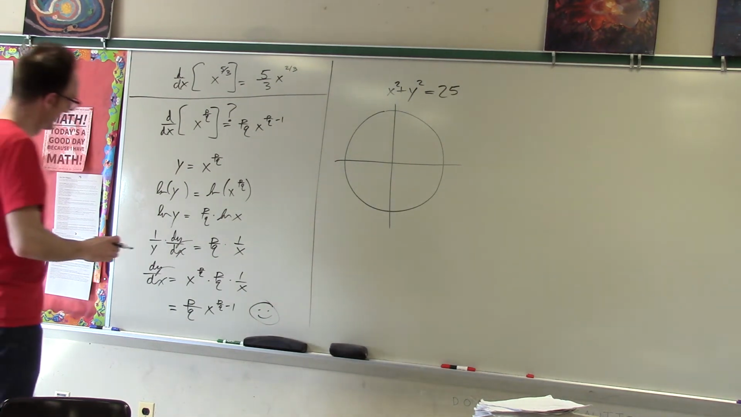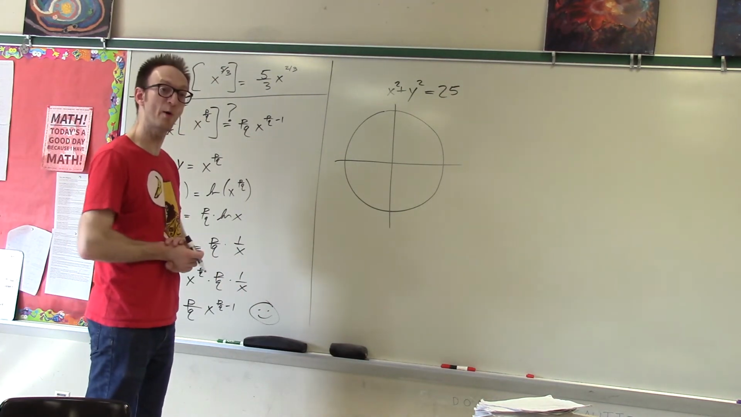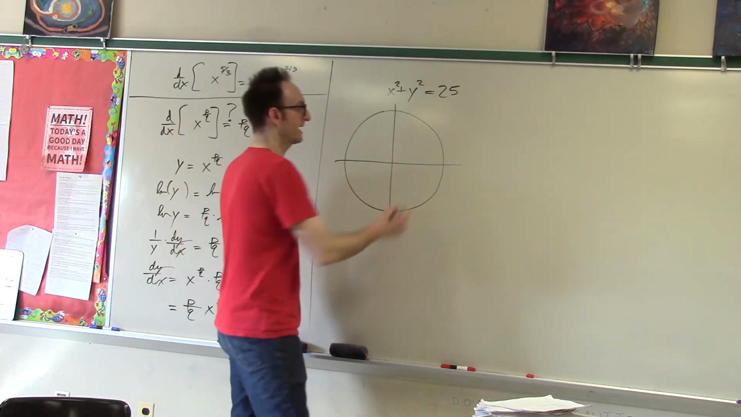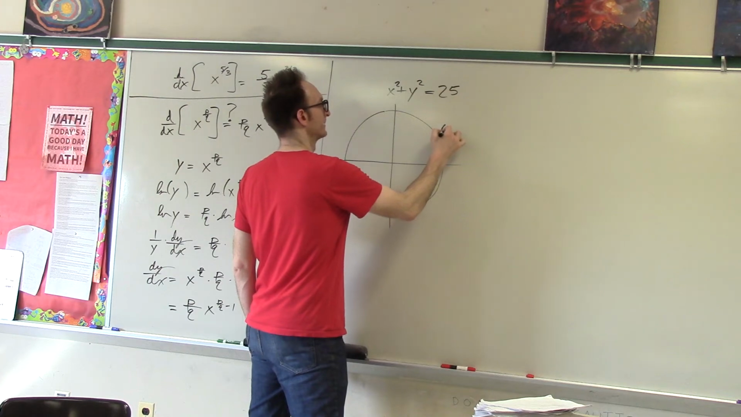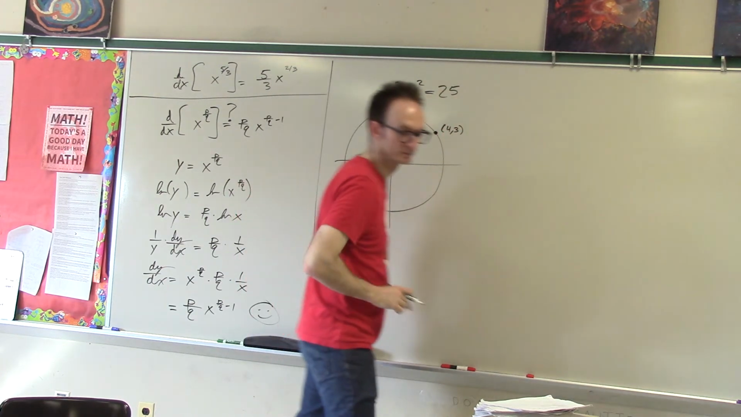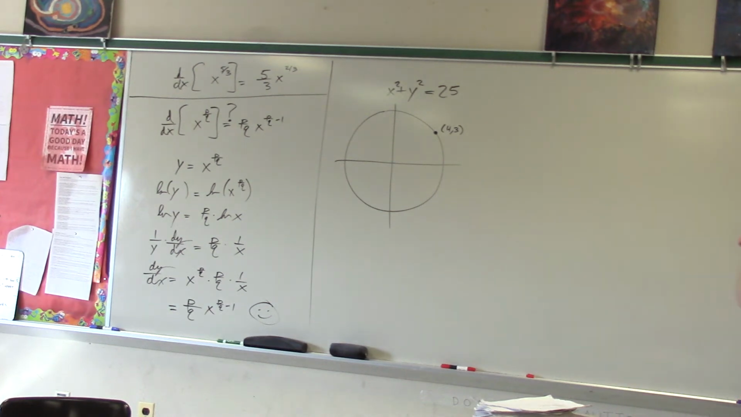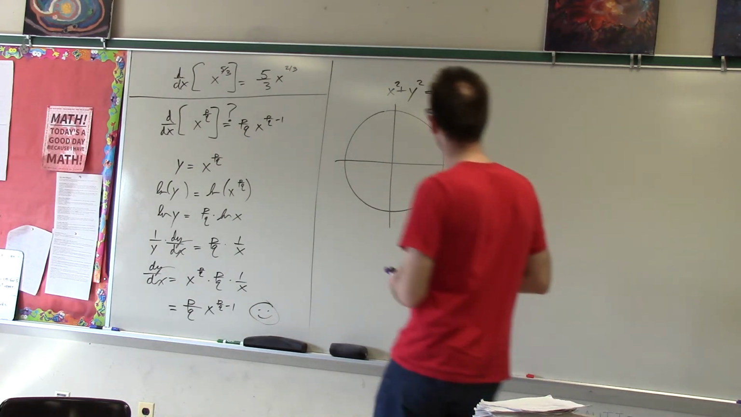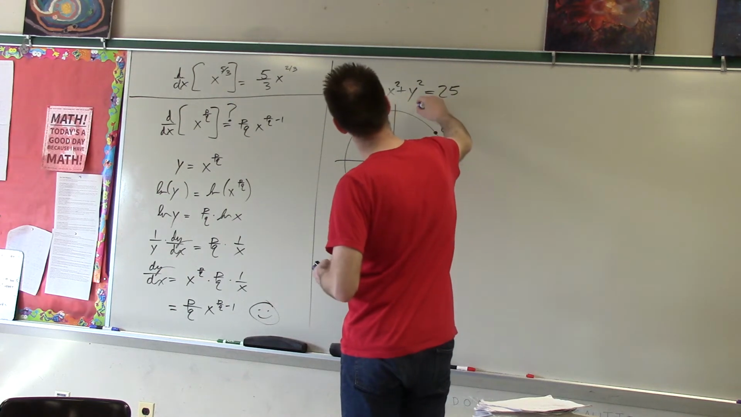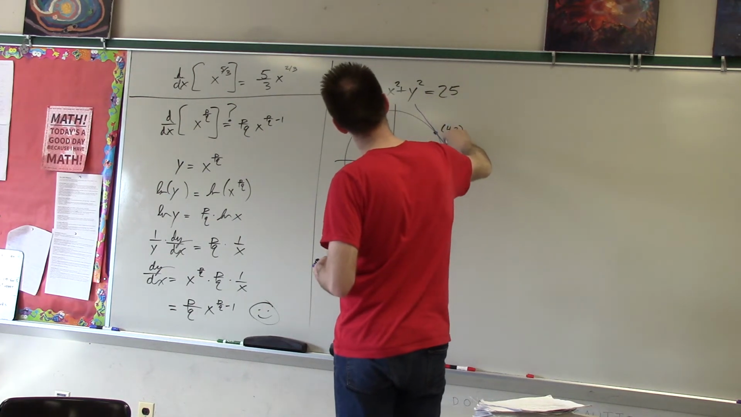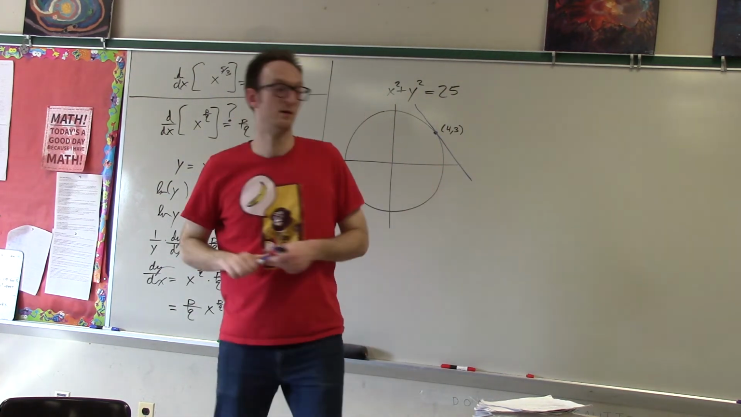Okay, take a point on this circle, say 4, 3. Please confirm that the point 4, 3 is a point on this circle. It is indeed. Here's a question you might want to know: what is the slope of the tangent line to this circle at the point 4, 3?